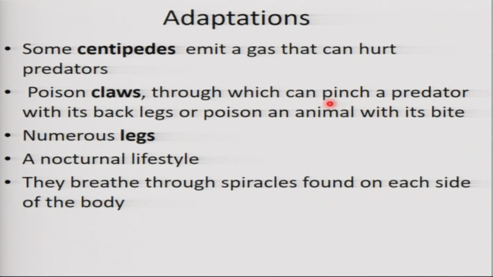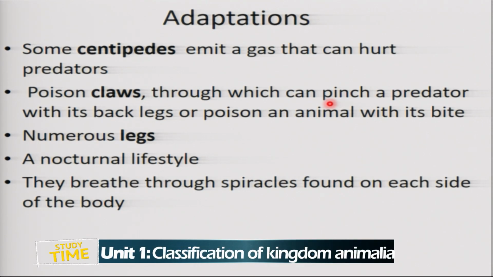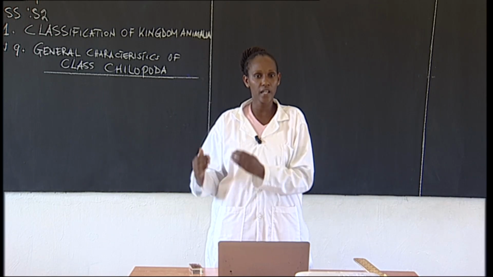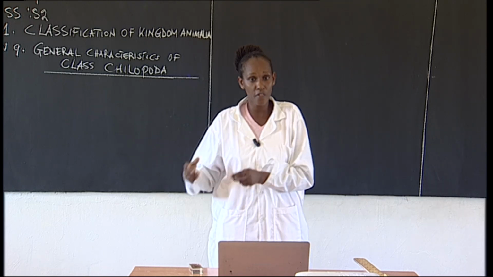We have to look at the adaptations. What are the adaptations that class Chilopoda possesses that enable them to live in their habitat? What do they have in common that enables them to fit in areas where they live? Because I told you last time that in a class, there are things you have to possess that will enable you to become a good student. Not so, class?